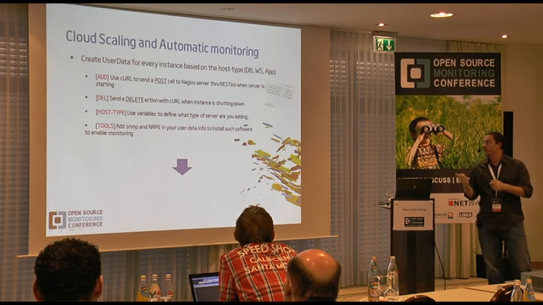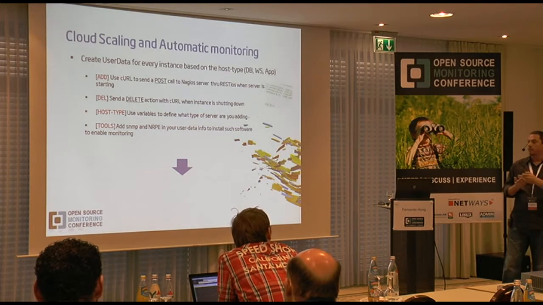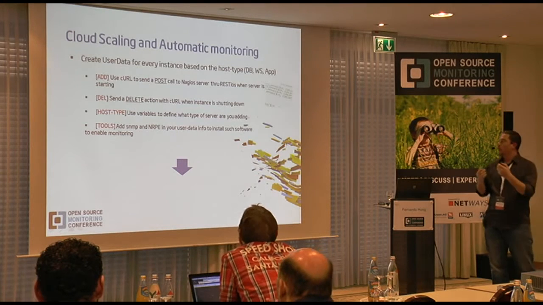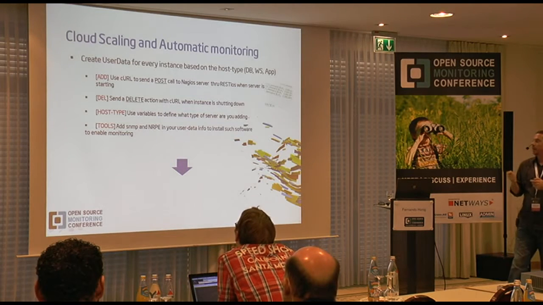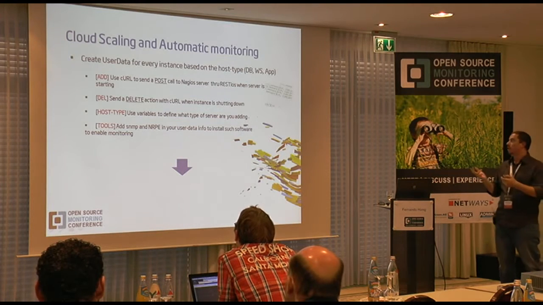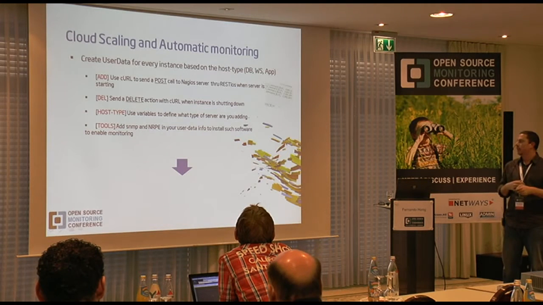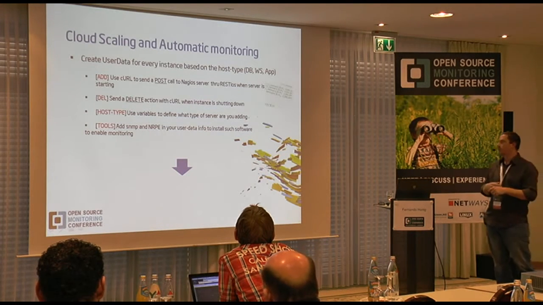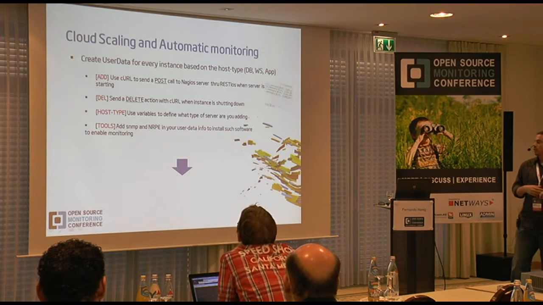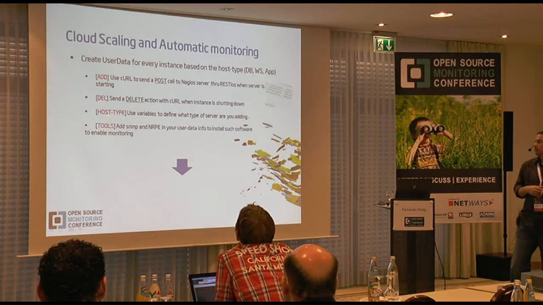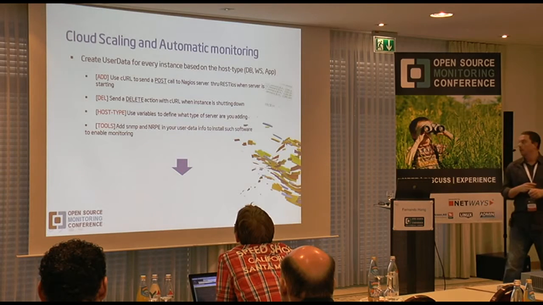What we're doing is, whenever a host is being added to our system, we use a curl line and send a POST call to Nagios through REST when the service is starting. And we send a DELETE action with the curl tool when the instance is shutting down. Also, we put the host type. So basically with that, we are defining what kind of host we are adding to our system.